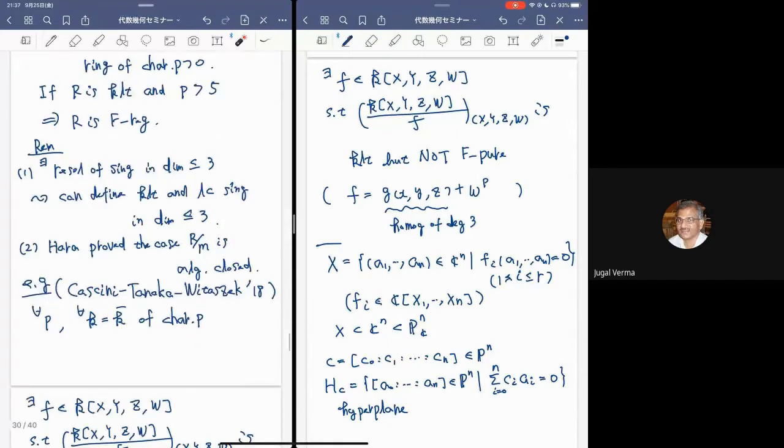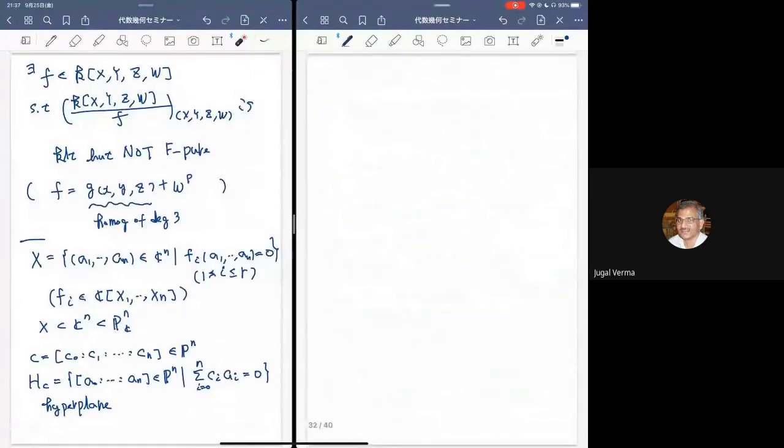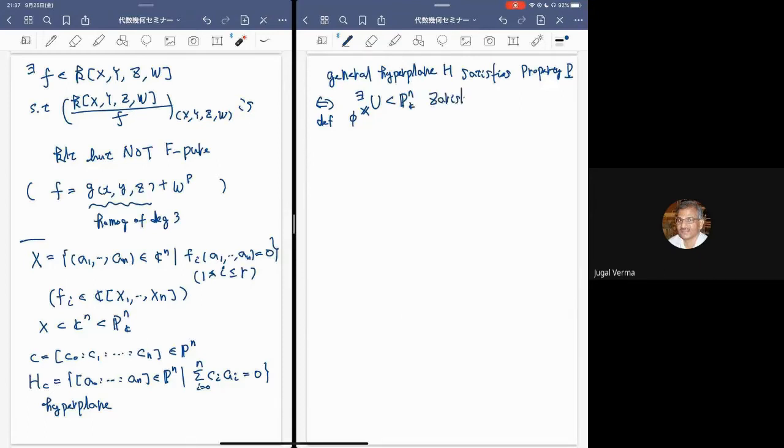We say that a general hyperplane H satisfies some property P if, this is the definition, there exists a non-empty Zariski open subset U such that for any c in U, the associated hyperplane satisfies P.